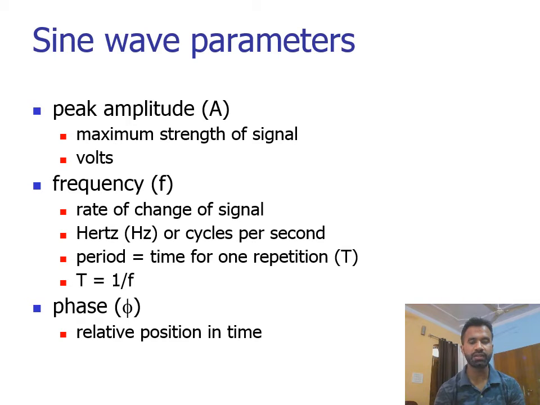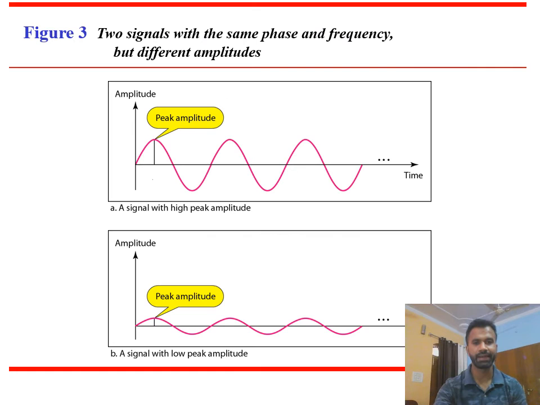I told you earlier that it is related to 1 upon T. Phase is also one of the important parameters. It gives you the position with respect to the reference. Now the previous parameter, this is the maximum strength. Because it is a uniform sine wave, the peak amplitude repeats a number of times, at this center point, this center point, and so on.